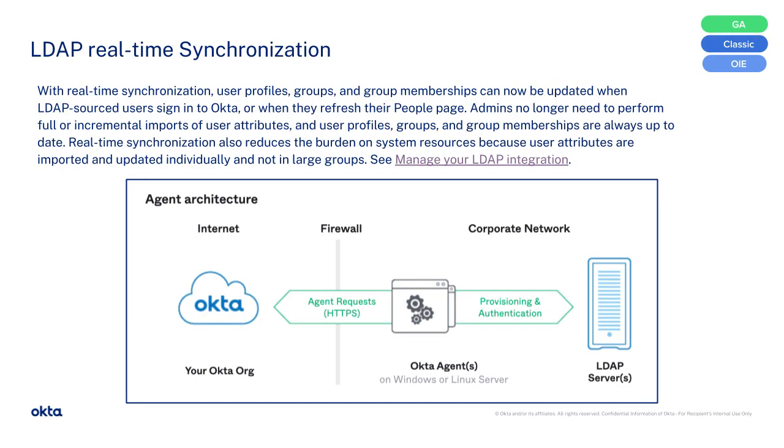LDAP Real-Time Synchronization. Admins no longer need to perform full or incremental imports of user attributes, and user profiles, groups, and group memberships are always up to date. With real-time synchronization, profiles, groups and group memberships are updated when LDAP-sourced users sign into Okta, or when they refresh their people page. It also reduces the burden on system resources because user attributes are imported and updated individually and not in large groups. See Manage LDAP integration.